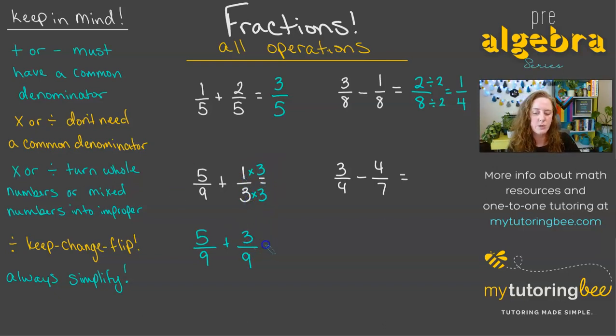All right, now we're ready to add because we have common denominator. So again, we're just going to add across the top. That gives us 8, and then we're going to keep the 9 as our denominator.